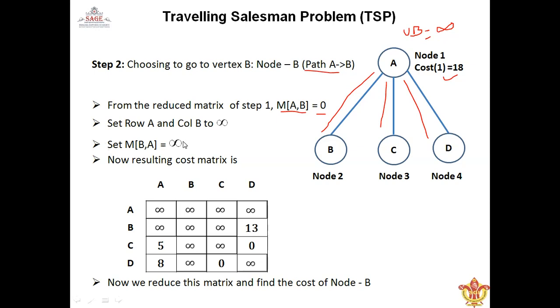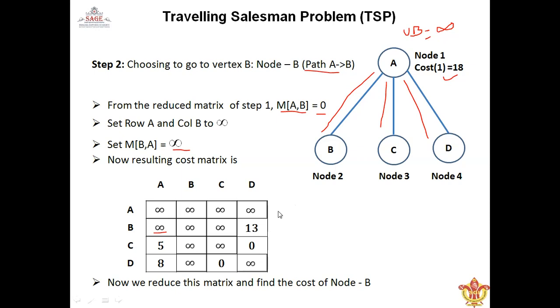Set M[B][A] to infinity. If we have a path from A to B, we don't require going back to A itself. If we are coming from A to B, we don't want to go back from B to A. That's why we have set this path to infinity itself. So B to A will be set to infinity. So this is the matrix which we are getting.